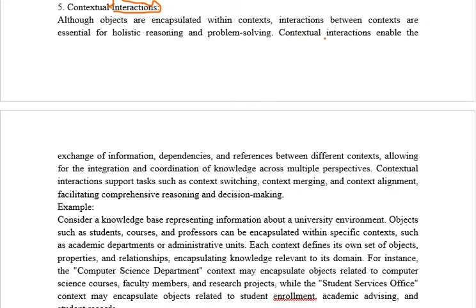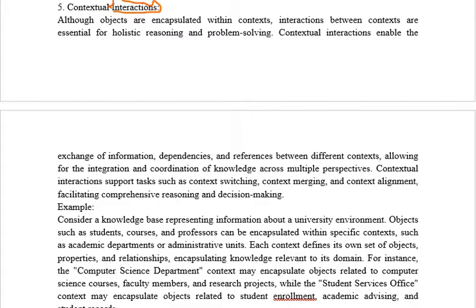Okay. Next, contextual interaction enables the exchange of information. We can exchange the information which I said just now. The problem which A has, they can say to B, so that B can solve the problem and say it to A. So they will be exchanging the information, dependencies and references between the different contexts. So suppose context A and context B, they will be exchanging the information and solving the problems, and allowing for the integration and coordination of the knowledge from multiple perspectives. So if we have multiple contexts, by interacting with each other, they can solve the problems.